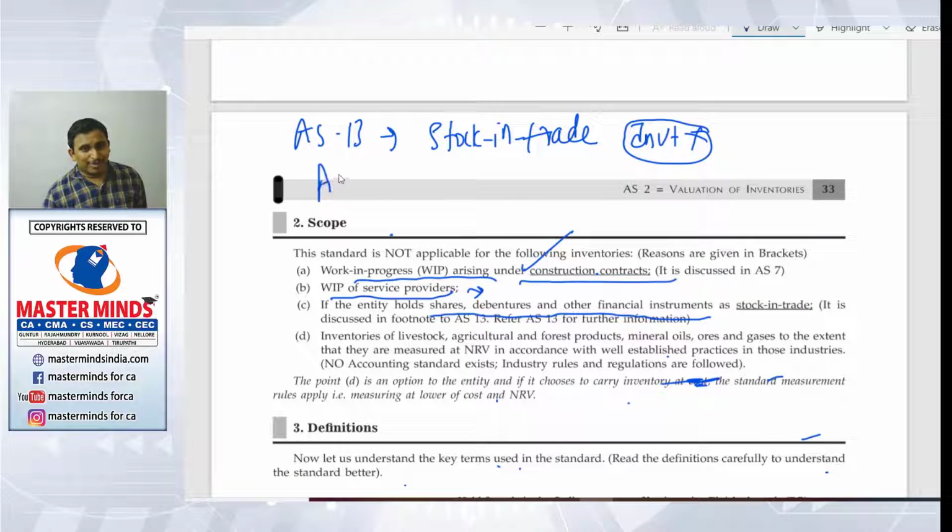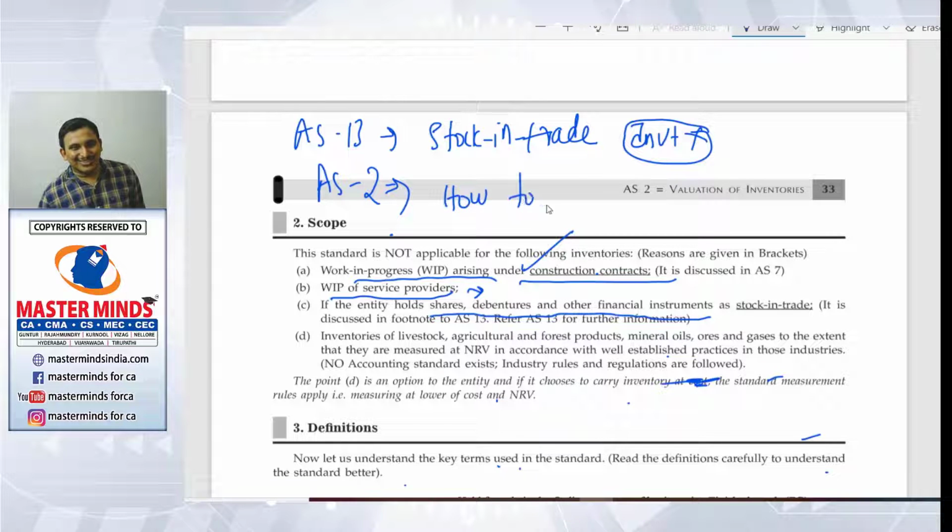But I have a point, sir. Then what will it become? It should be inventory, right? We deal with it in inventories. But make it very, very clear. AS 2 says that it is an inventory only, it's a stock in trade only, but I don't know how to value. It's a stock in trade, I accept it belongs to my family only, but I don't know how to do.